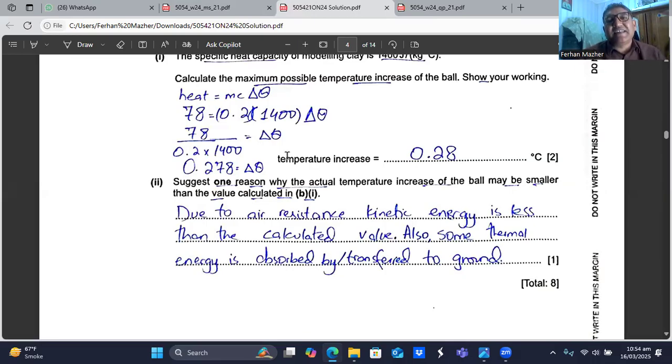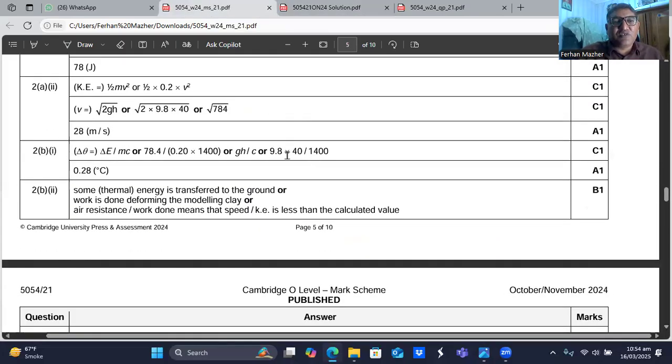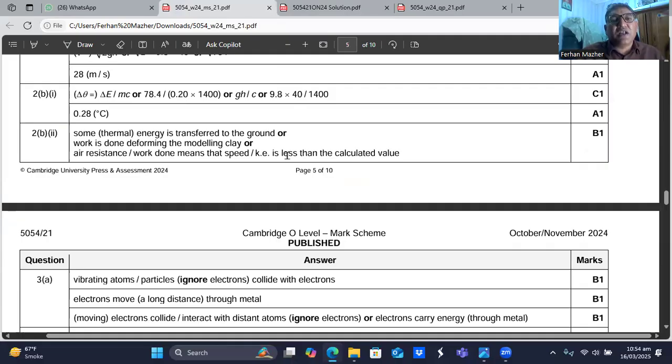Due to air resistance, kinetic energy is less than. Oh yeah, that one very important thing, in actual case, there will be air resistance. So some of your kinetic energy will be used to overcome that air resistance as well. Due to air resistance, kinetic energy is less than the calculated value. Also, some thermal energy is absorbed or transferred to the ground. So these are some suggestions which we are providing. Some thermal energy transferred to the ground, or work is done deforming the modeling clay. Yes, thermal energy will also be used to deform the clay. Air resistance, work done means that speed, kinetic energy less than the calculated value.